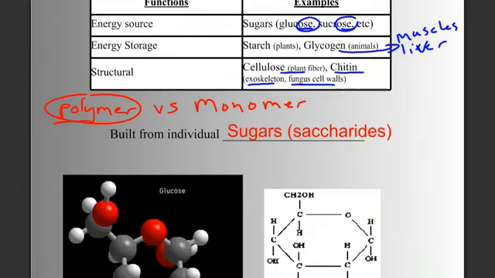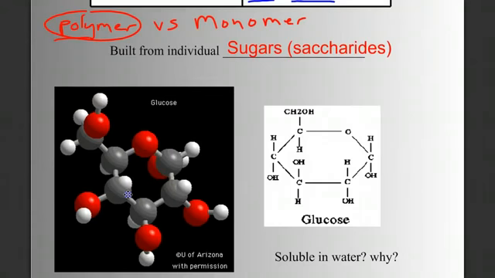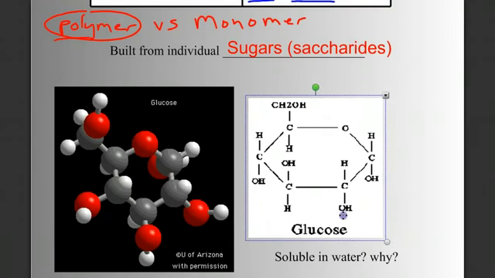Let's look at an example. Here we have a molecular model of a single sugar, or a monosaccharide. In this case, it's a model of glucose, and here's a structural diagram showing that same molecule. It's a single unit, or a monomer, a monosaccharide, in this case a single sugar.